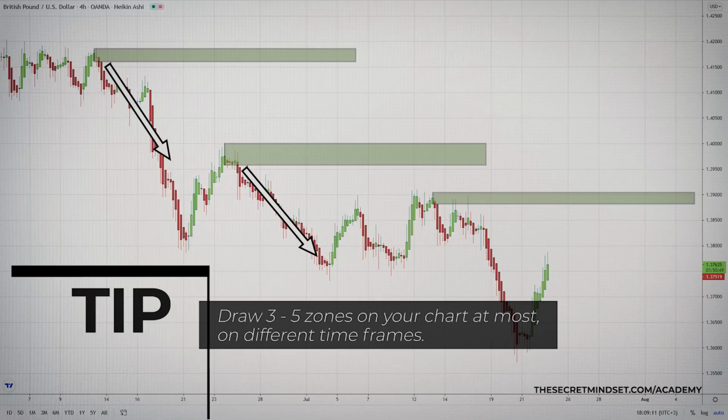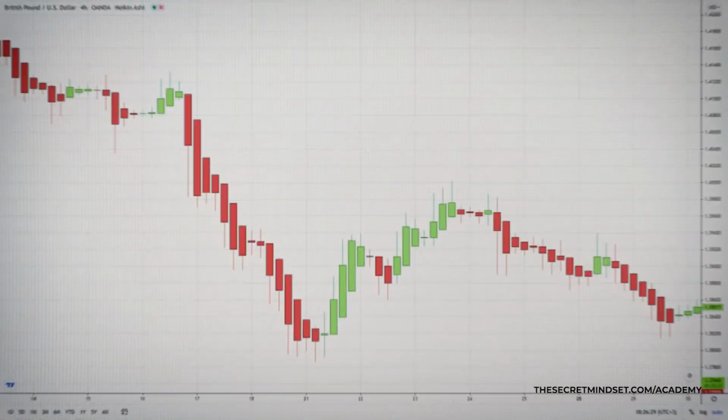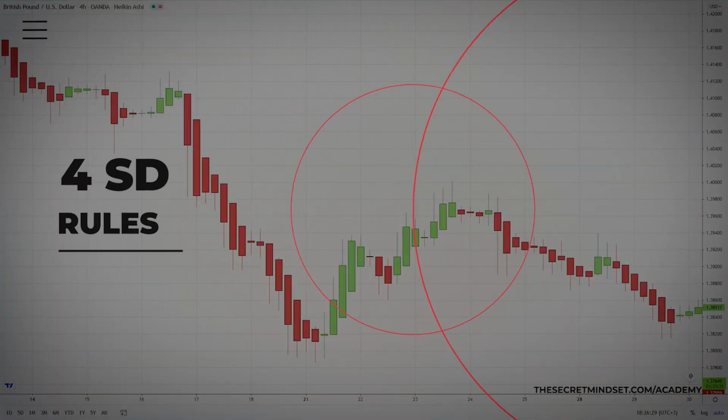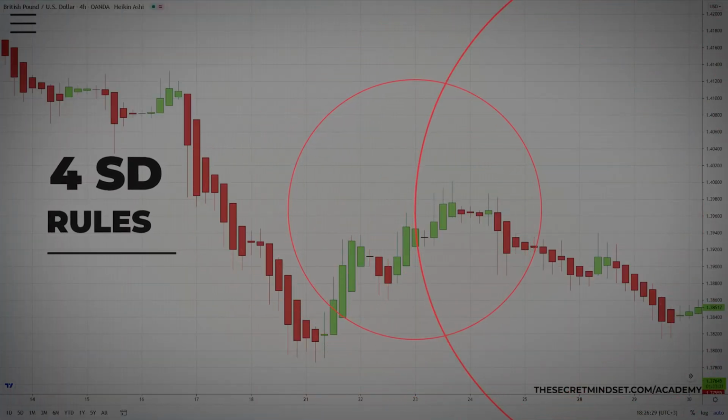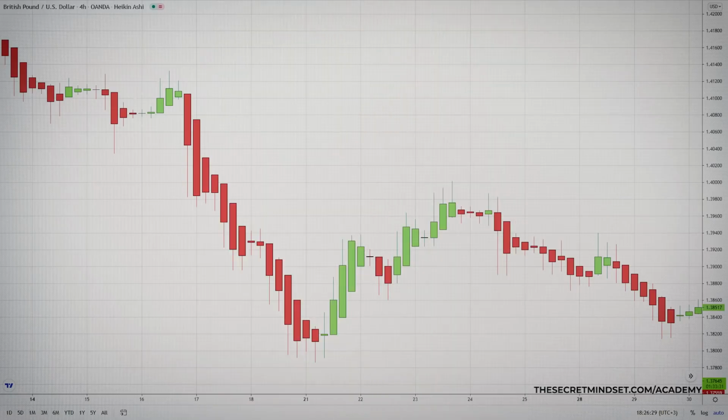Personally, I only plot 3 to a maximum of 5 zones on the chart at most, on different time frames, no more than that. Now let me show you how to find the best supply and demand Heiken Ashi zones to trade. I look for several clues.